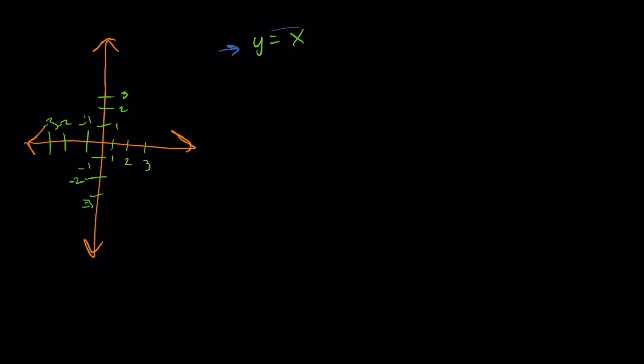So that means when x is 0, y is 0, or my y-intercept is 0, my slope is 1, so I go up 1 over 1, 2 and 2, 3 and 3. It's not the perfect line because I don't have a perfect coordinate plane, but this is the line y equals x. What if I asked you to graph the line y equals x minus 3?